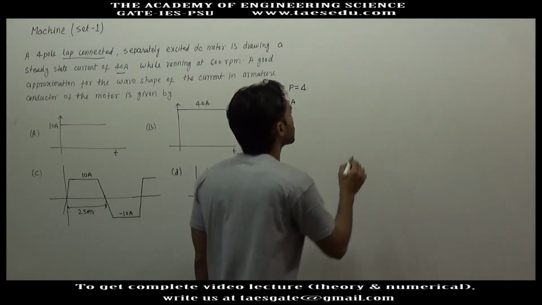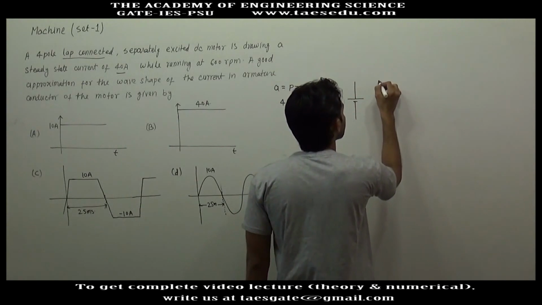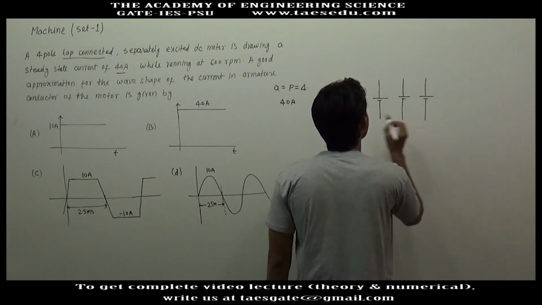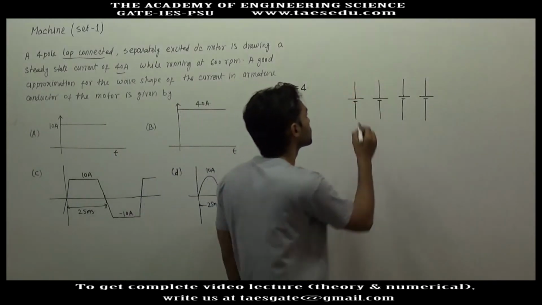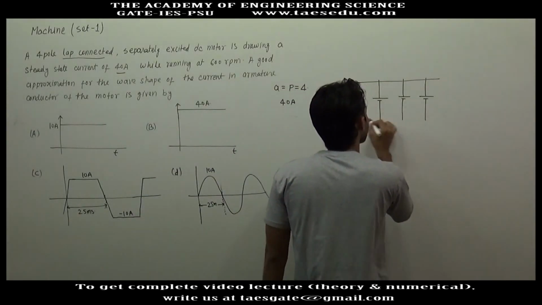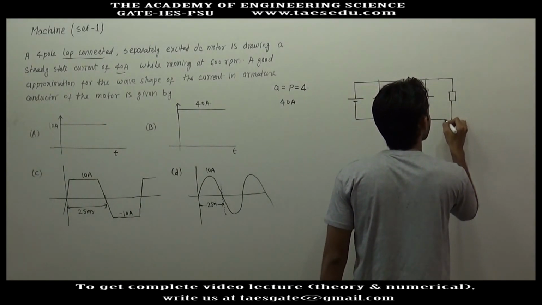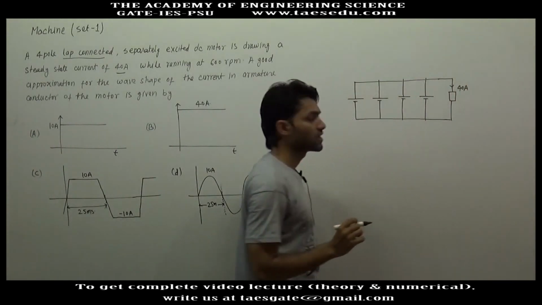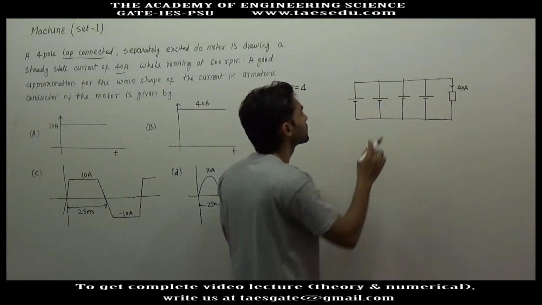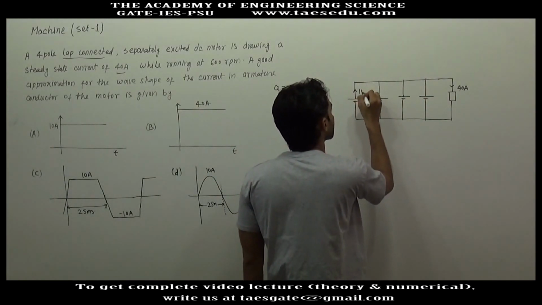We have 4 parallel paths. Let's say these are the voltages generated in each parallel path, and it delivers a constant current of 40 ampere to the load. So the current in each winding or in each parallel path will be 10 ampere.